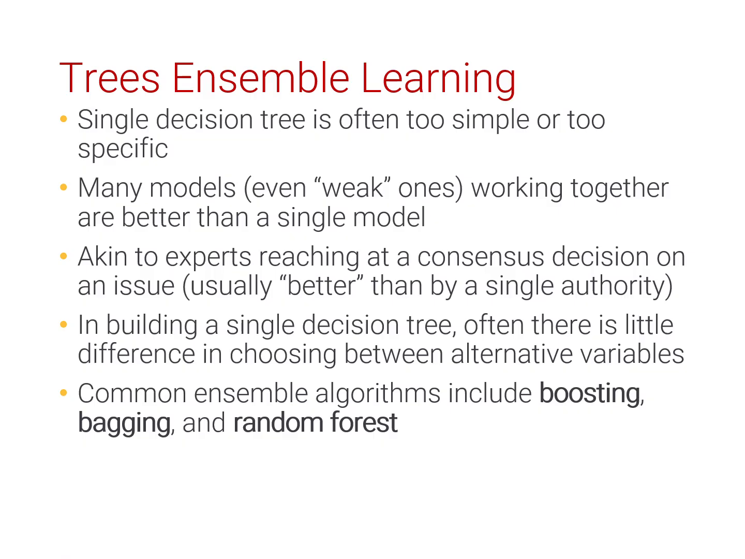Bagging, short for bootstrap aggregating, takes a different approach to ensemble learning. Instead of iteratively training weak learners, bagging involves training multiple decision trees independently on random subsets of the training data. Each tree is built using a bootstrap sample, which is obtained by randomly sampling the original dataset with replacement. The final prediction is determined by aggregating the outputs of all the trees, typically through majority voting for classification tasks or averaging for regression tasks. Bagging helps to reduce overfitting and improve the stability and accuracy of the ensemble model.